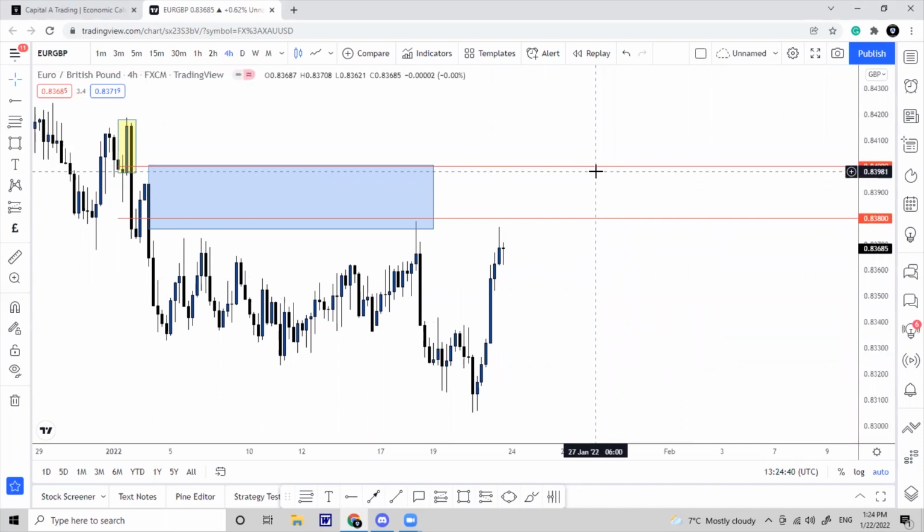Of course, we've got the pound news early on, so I'll be monitoring this one throughout Monday and Tuesday. Keep an eye on it. It's going to be the euro pound. It's going to be updated in my Discord channel.